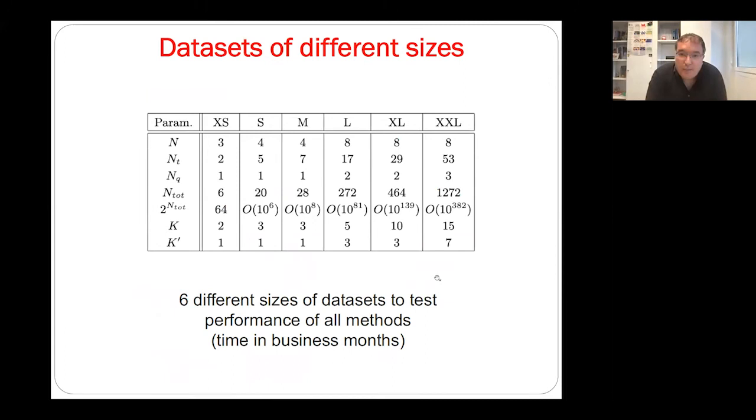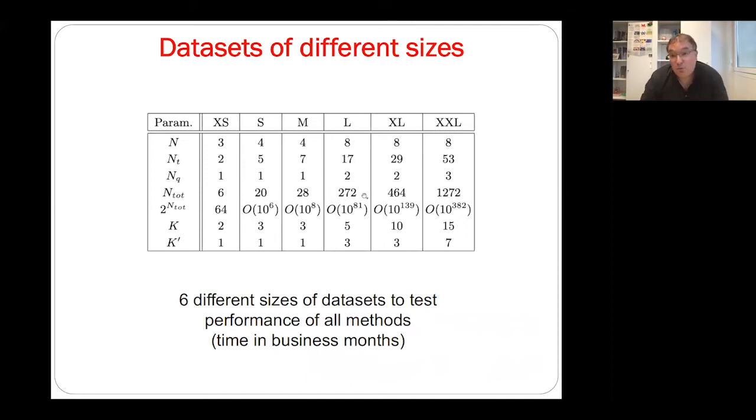Good. Then in order also to do a fair comparison of different methods and hardware platforms, we did different datasets. We used 6 different datasets of increasing size. Here is the summary from XS to XXL. This looks like clothes. The 2 important rows here are these 2 ones. Here is the total number of qubits for each asset. Okay, so we went from 6 up to 1,272.